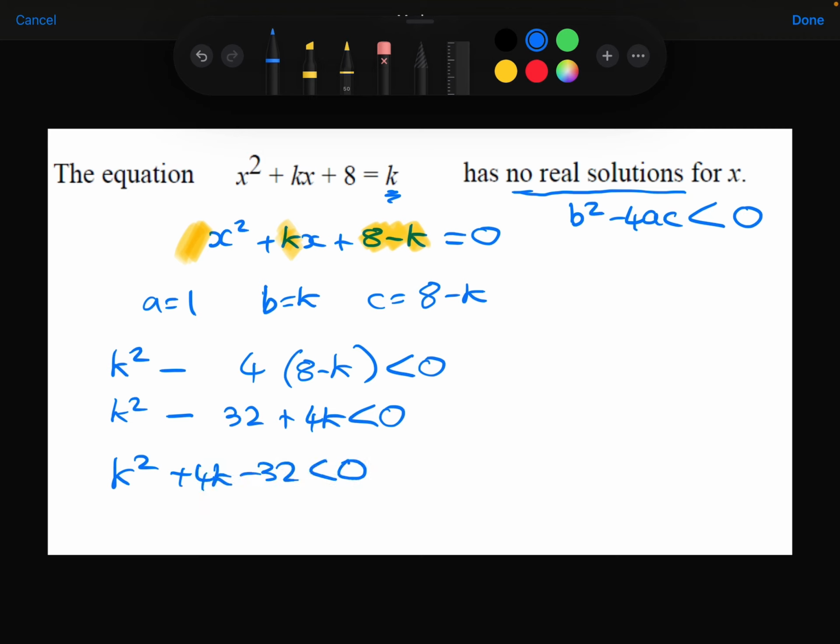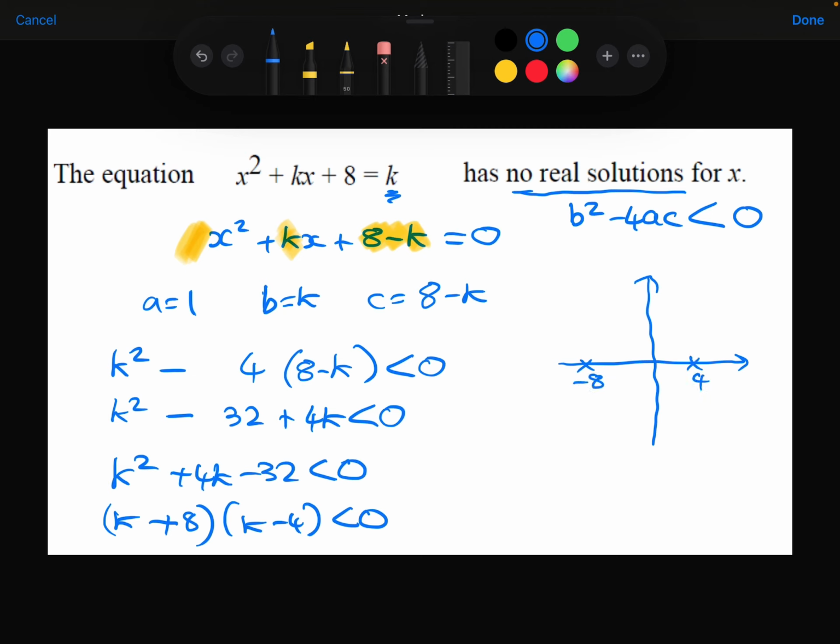We've got a quadratic inequality to solve here, so let me factorise this to find the roots. And like we always do with quadratic inequalities, we're going to draw a little sketch. I can see that the roots are going to be at minus 8 or plus 4. Minus 8 from here, plus 4 from here. So I can draw my quadratic like this.